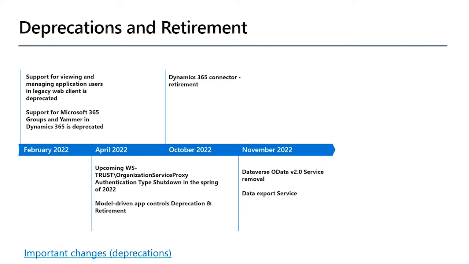And then also in November, there are some deprecations. The OData version 2.0 service will be removed. The replacement is to use the web API, which is an OData version 4 service. And then the data export service is going to be removed as well, and the replacement there is the Azure Synapse Link for Dataverse. For that one, there's a blog and a playbook on how to switch over to the Azure Synapse Link. So you can find that all in that article as well.